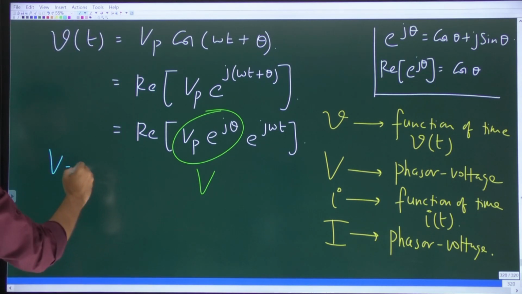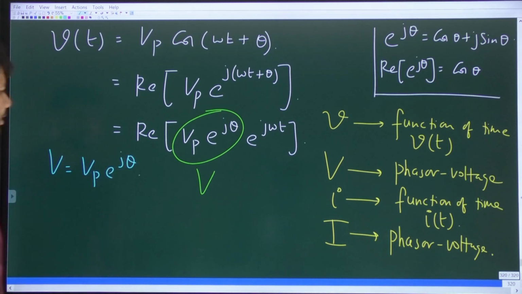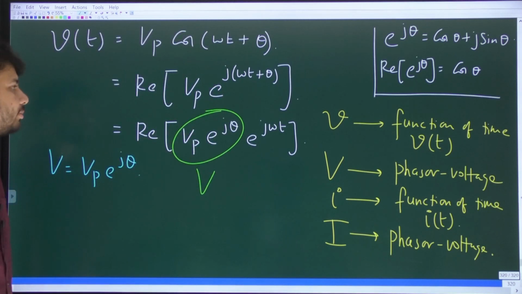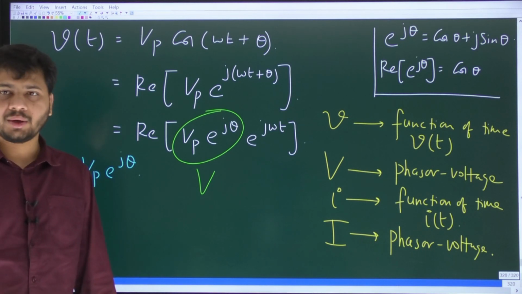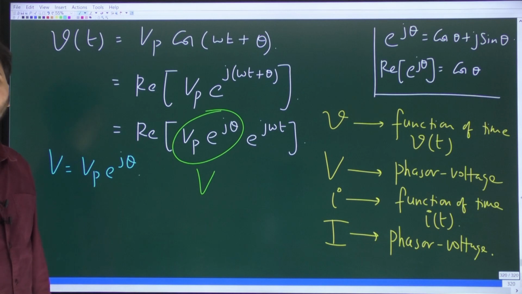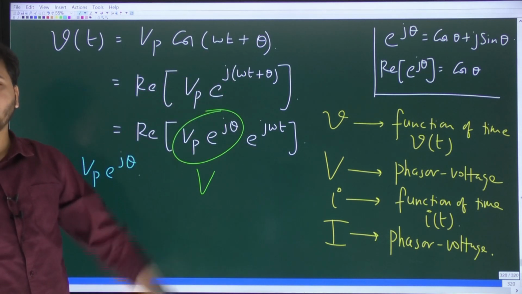So what is capital V here? It is Vp e power j theta. So what is the result we have here? If you have a sinusoidal voltage of the form Vp cos(omega t plus theta), the same voltage in phasor form will be Vp e power j theta.